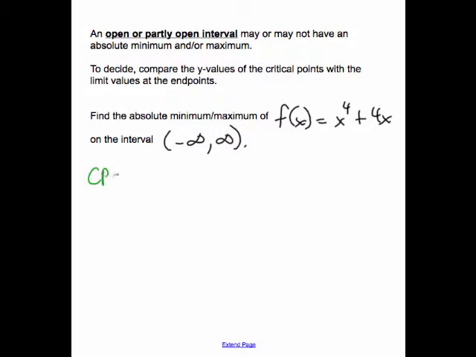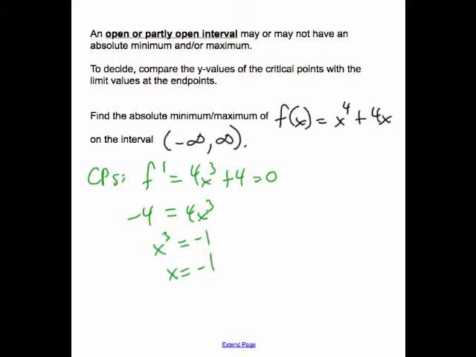So critical points are when the derivative is 0, and if we solve that, we get negative 4 equals 4x cubed. X cubed is negative 1, so x is negative 1. So we need to look at the y value at negative 1, which would be negative 1 to the 4th, which is 1, plus negative 4, so negative 3.